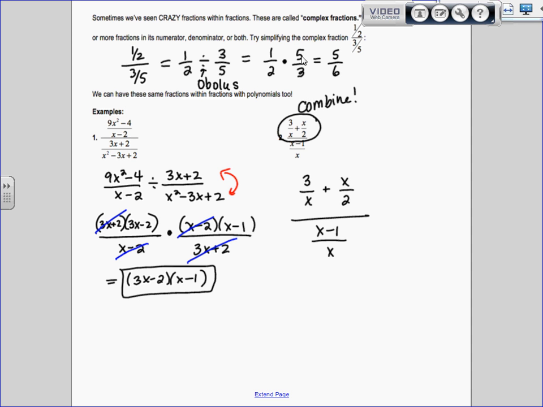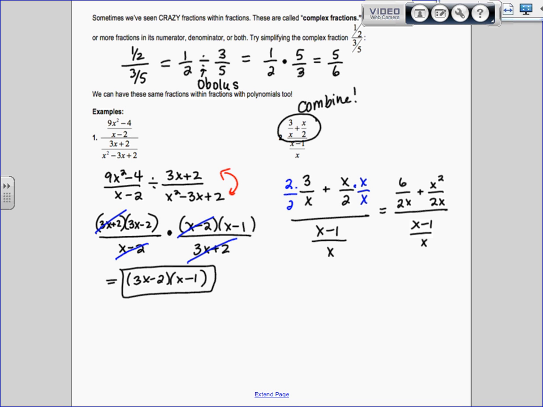So if I have a denominator of x and a denominator of 2, I need my total denominator to be 2x, right? So I'm going to multiply this first one by 2 over 2. I'm going to multiply the second one by x over x. So I get 6 over 2x plus x squared over 2x, all over x minus 1 over x, which allows me to combine those two numerators, like the two fractions.